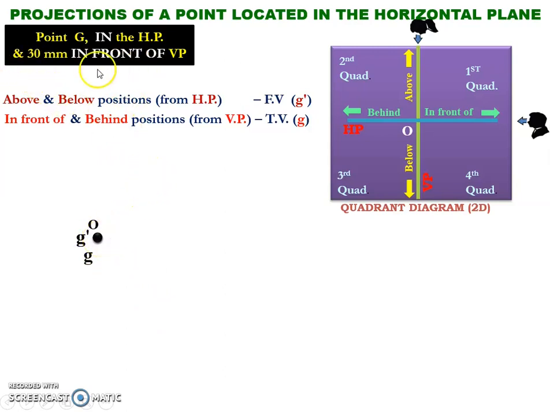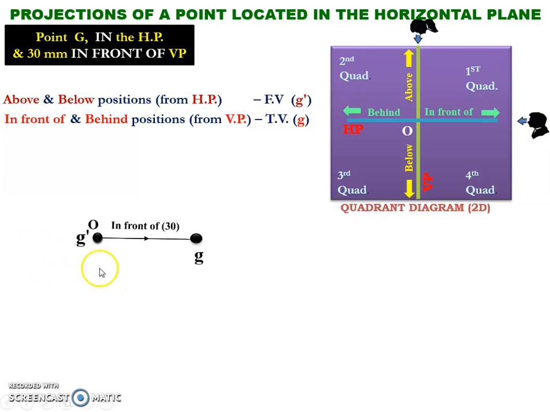Now let us consider the second half of the same problem. It is given that the point G is 30 mm in front of the VP. So the top view point G need to be moved in the in front of direction for a distance of 30 mm. In the general method, after projecting the top view on the horizontal plane, we need to rotate the horizontal plane along with the top view point into 90-degree clockwise.